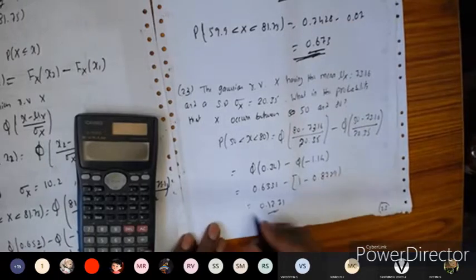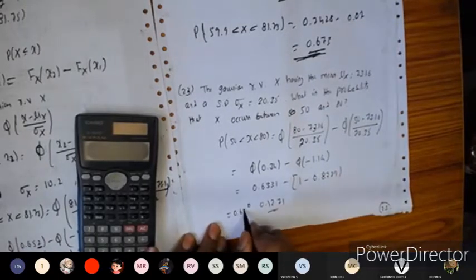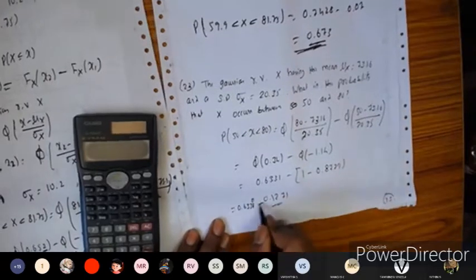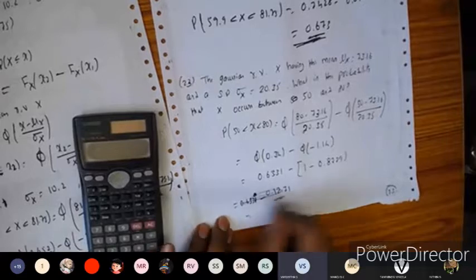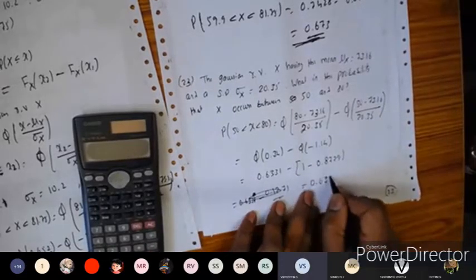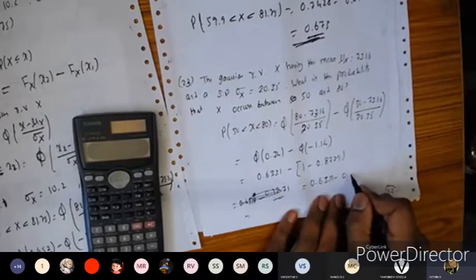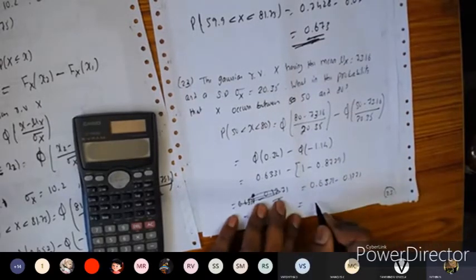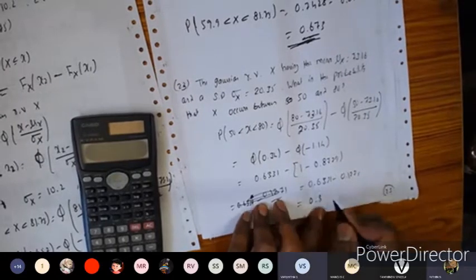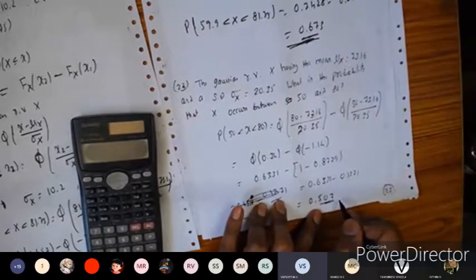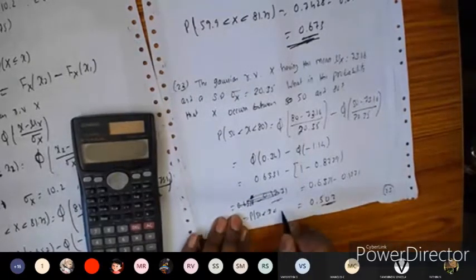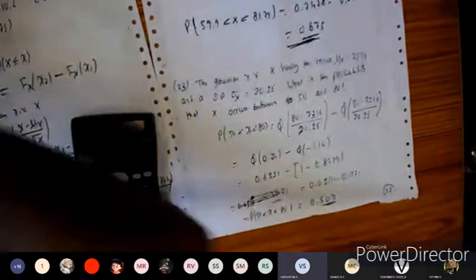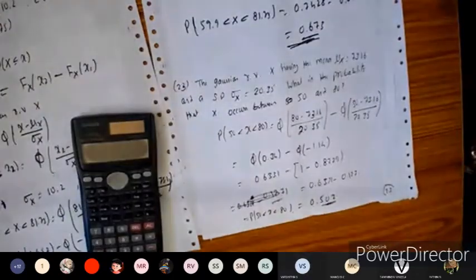So 0.6331 minus 0.1271. What is the total answer you get? 0.506. Yes, the total answer is 0.506. Very good. This is the probability that it will take the value between 50 and 80. Got it? So we'll take the next problem. Any doubts?